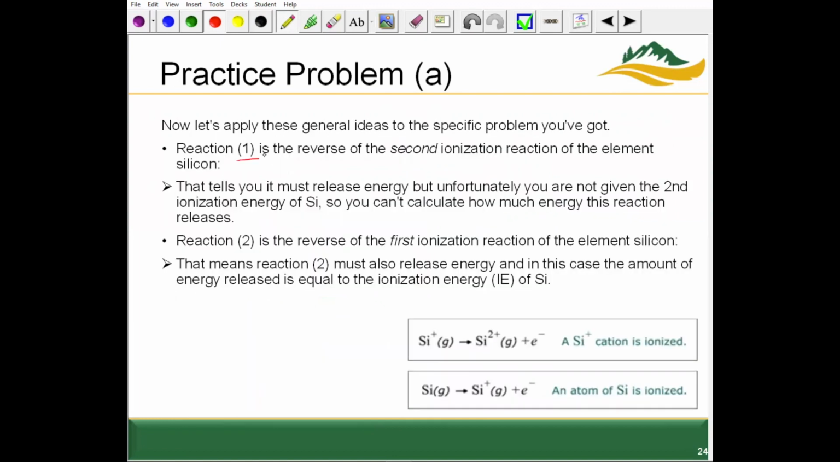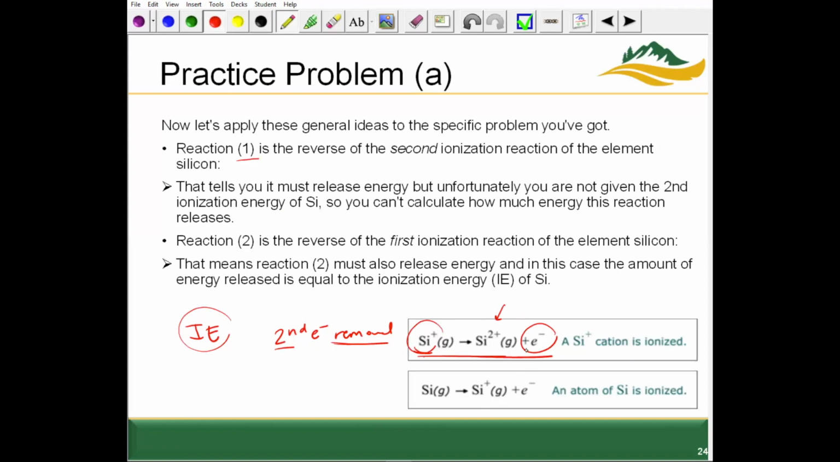So in reaction number 1, we have a silicon cation that is then losing an additional electron. So here a second electron is removed from the neutral atom of silicon. When we're talking about removing electrons, we're thinking about their ionization energy. So this reaction as listed shows the second ionization energy, Si+ losing an additional electron to become Si2+.